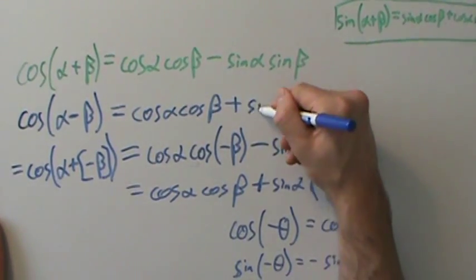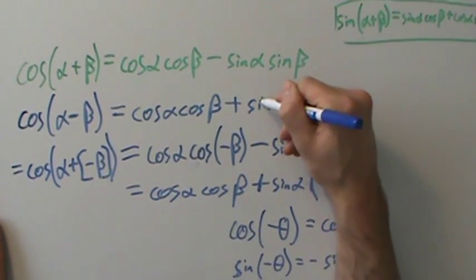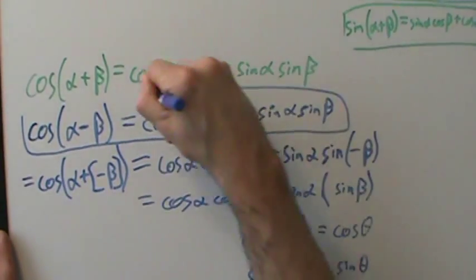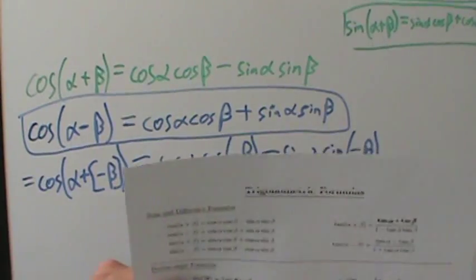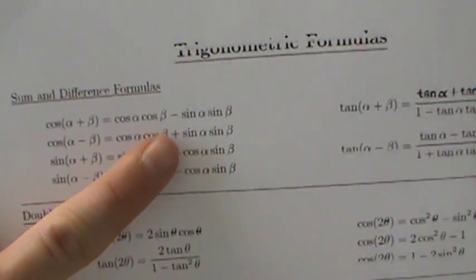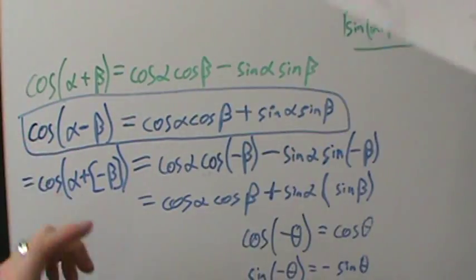plus sine alpha sine beta. Okay, terrible handwriting. So cosine of alpha minus beta equals cosine alpha cosine beta plus sine alpha sine beta. And if we look at our formula sheet, we see that's what we have here, cosine alpha cosine beta plus sine alpha sine beta.